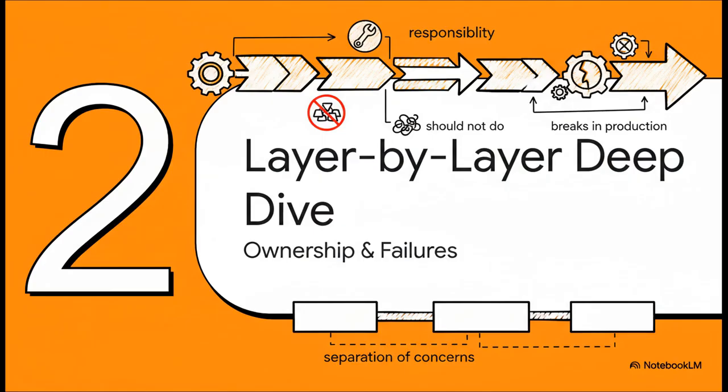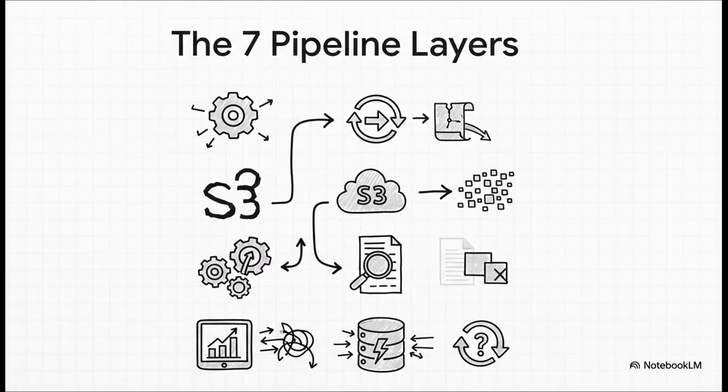For each layer of the pipeline, we're going to look at what its job is, what it absolutely should not be doing, and one of the most common ways we see it break in the wild. This separation of concerns is really the secret sauce that makes the whole thing work. Let's walk the line, starting at the source. The producers, they own the event schema. Their job is not to do heavy transformations. The classic failure? A silent schema change that poisons everything that comes after it.